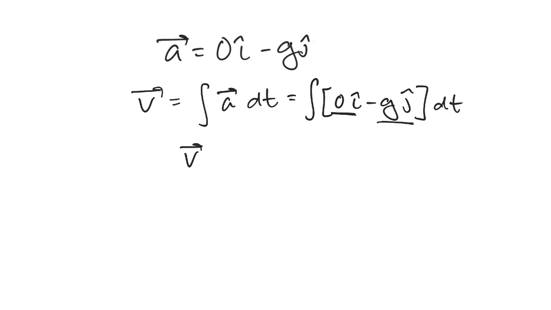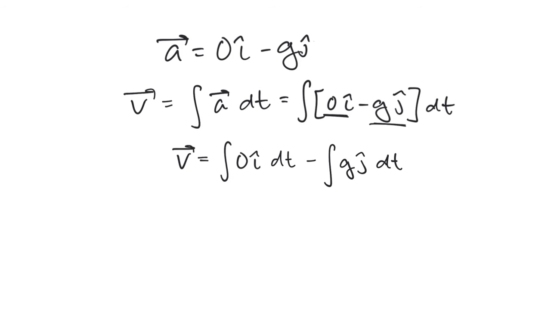So our velocity vector becomes the integral of 0 i hat minus the integral of g j hat, and those are both dt. I forgot my dt's. Give me a second. All right, there we are. We've got the dt's, so now we've got to integrate those.